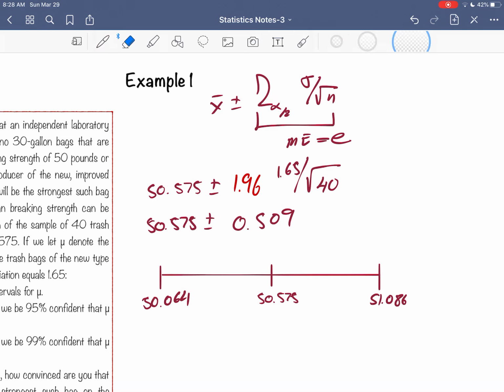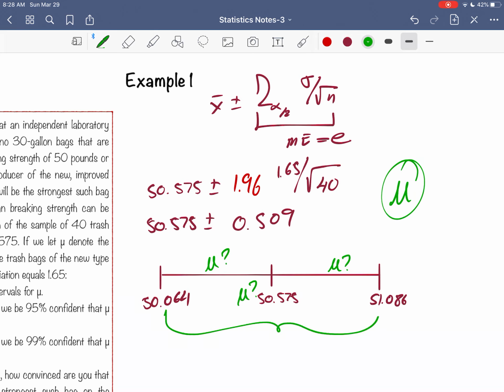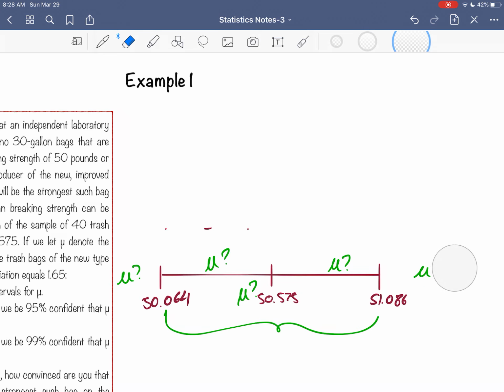You are 95% confident that the real average of the population, and remember that real average is called mu, you are 95% sure that it is here, here, here, somewhere within this interval. There is a 5% chance that it could be somewhere here or here. So I'm going to clean up here. I'm going to keep the confidence interval because we need it for the next problem.